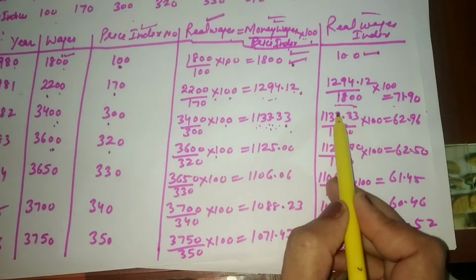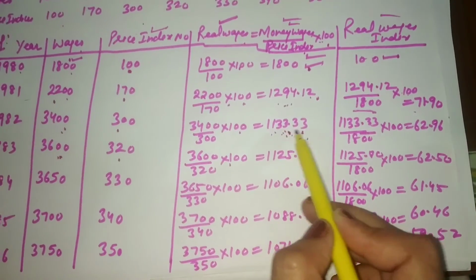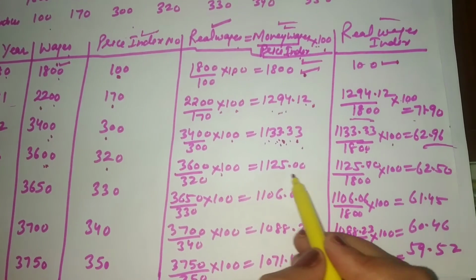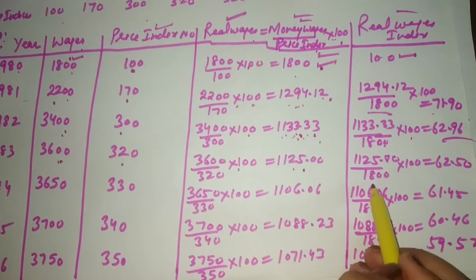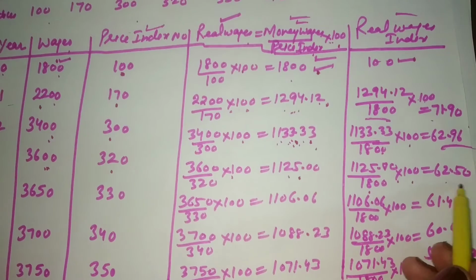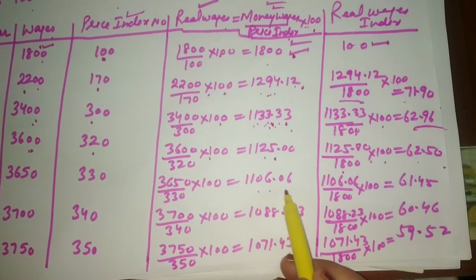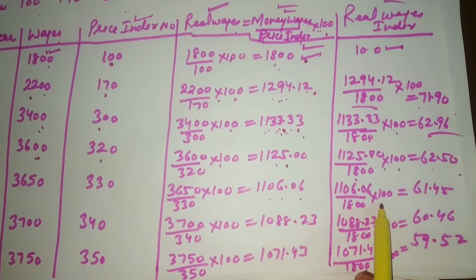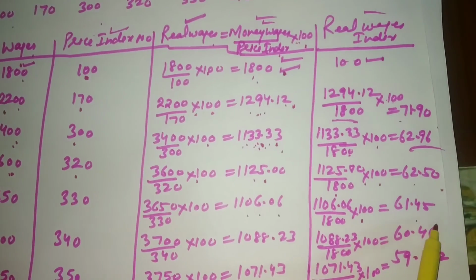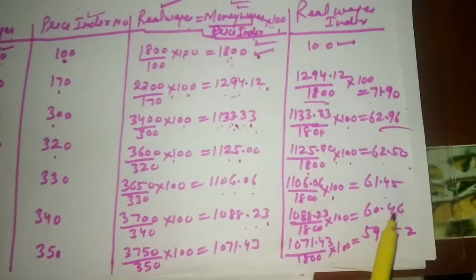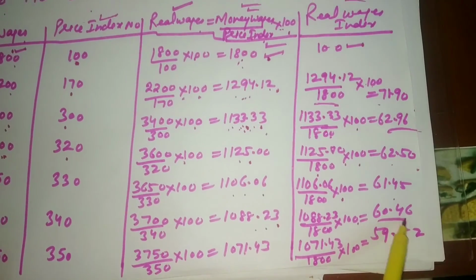So we are considering 1133.33 over 1800 into 100. That means this one. The next is 1125 over 1800 into 100, which is equal to 62.50. Then for the next year, 1106.06 over 1800 into 100, that is 61.45. Next is 1088.23 over 1800 into 100, that is 60.46, and so on.